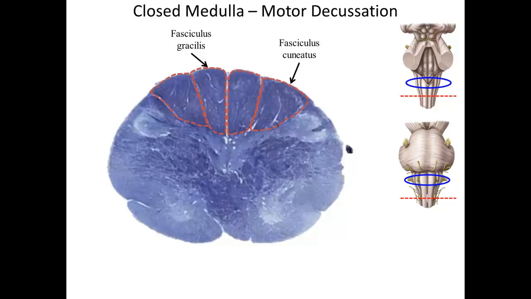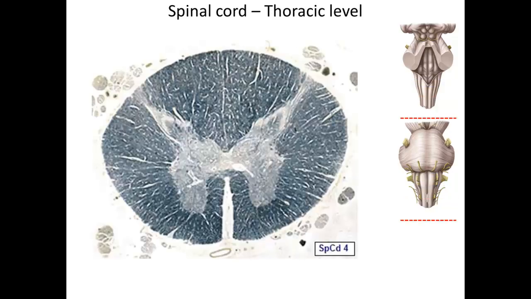Sitting anterior to this, we can almost make out the remnants of an H or butterfly-shaped gray matter that we saw in the spinal cord. We can see these posterior horns, and there are some remnants of anterior horns. If we move down into the thoracic region of the spinal cord, we can see a very nice H-shaped gray matter surrounded by white matter.